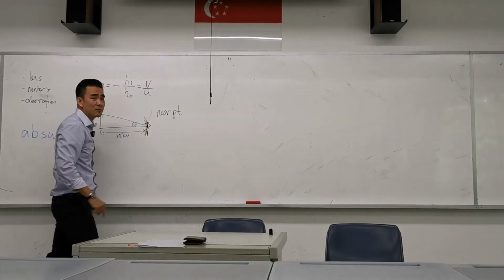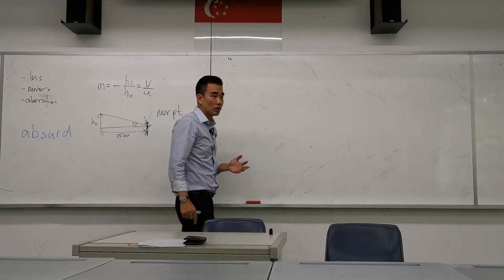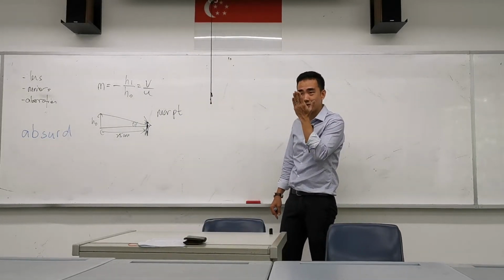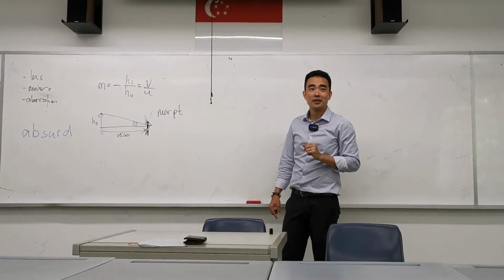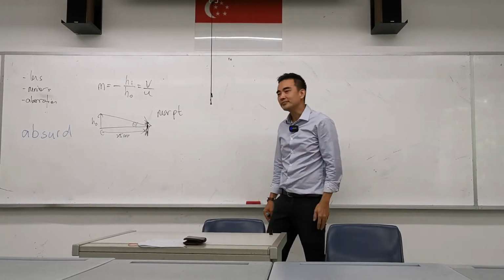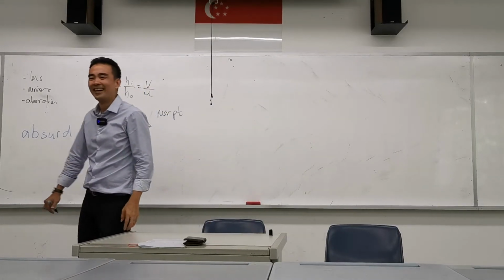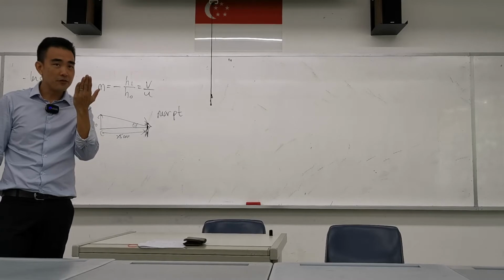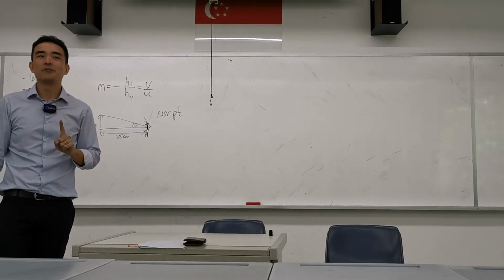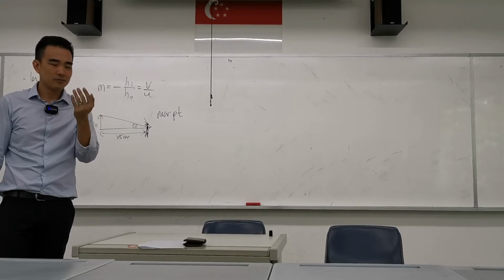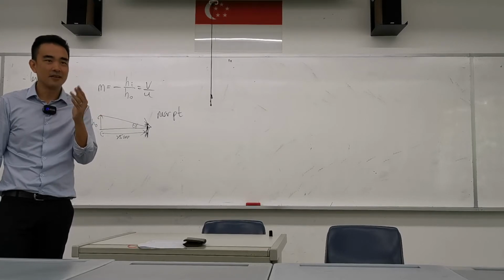And what's the distance of the near point for a normal eye? 25 centimeters. Which means that if you can focus closer than 25 centimeters, probably you're short-sighted. If you can focus closer but you need to strain a bit, it means that it's not the near point already.